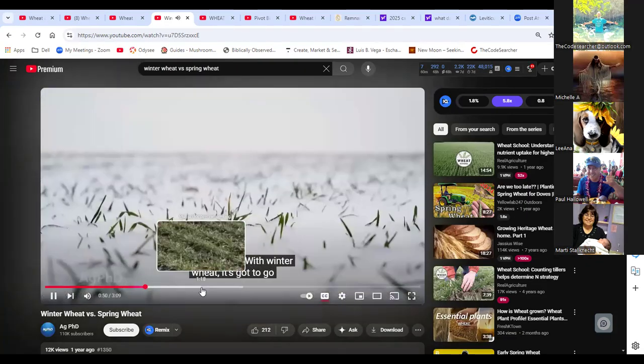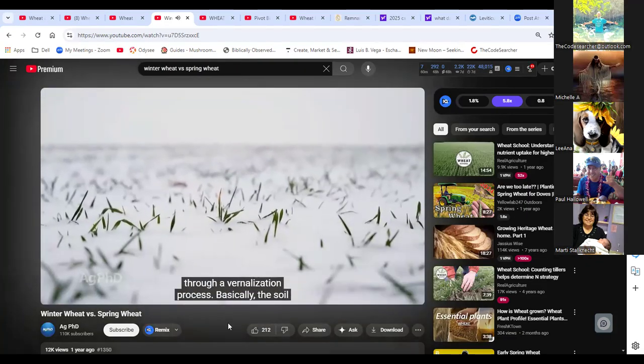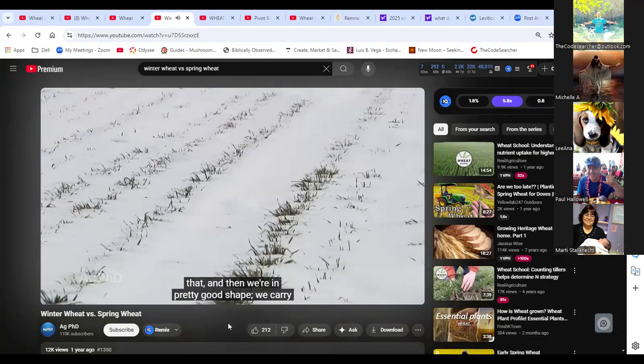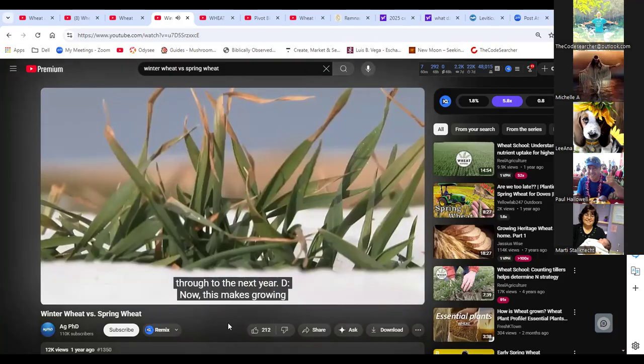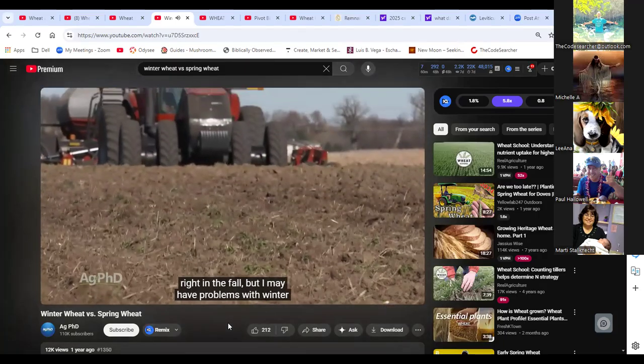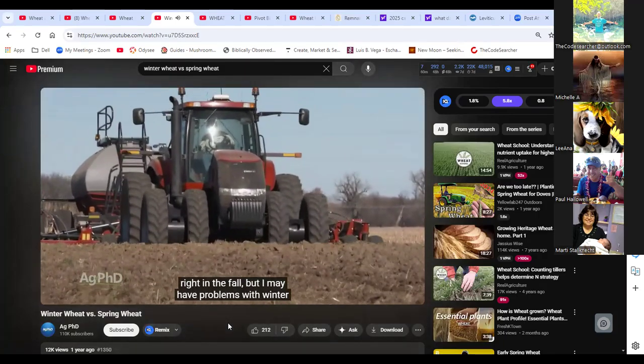With winter wheat, it's got to go through a vernalization process. Basically, the soil's going to get cold at some point. It's going to hit that, and then we're in pretty good shape. We carry through to the next year. Now, this makes growing winter wheat just a little bit more difficult because you're worried about, hey, I'm going to do everything right in the fall, but I may have problems with winter survival.